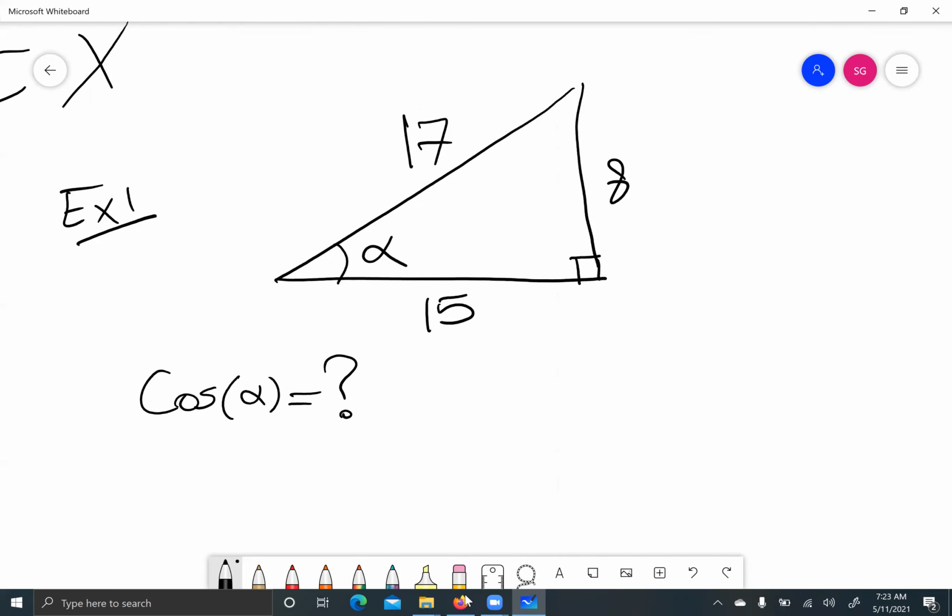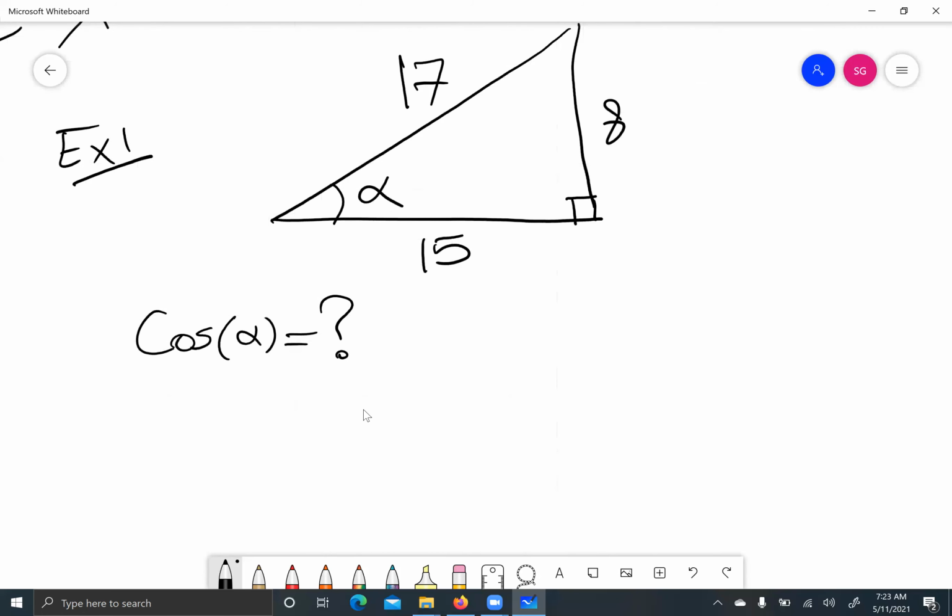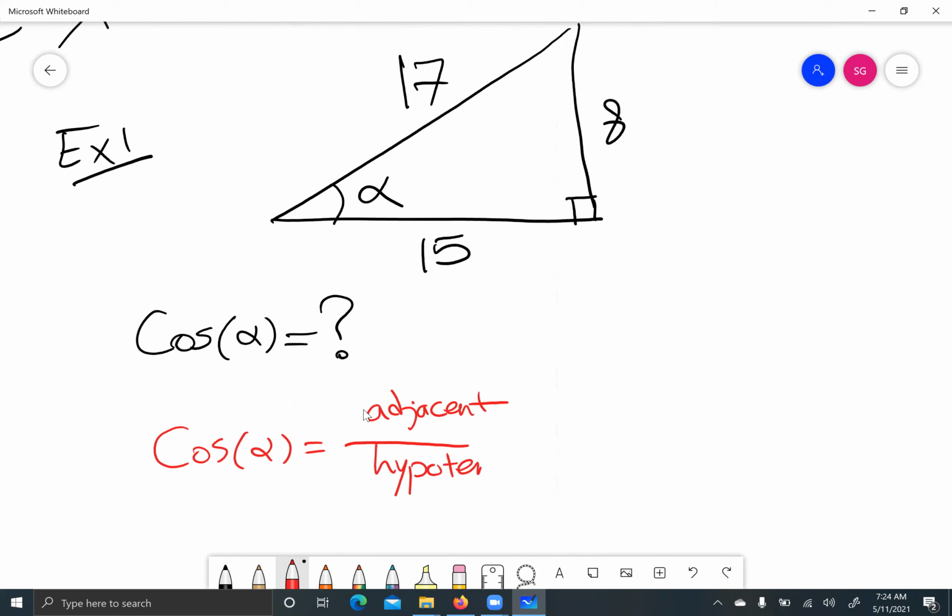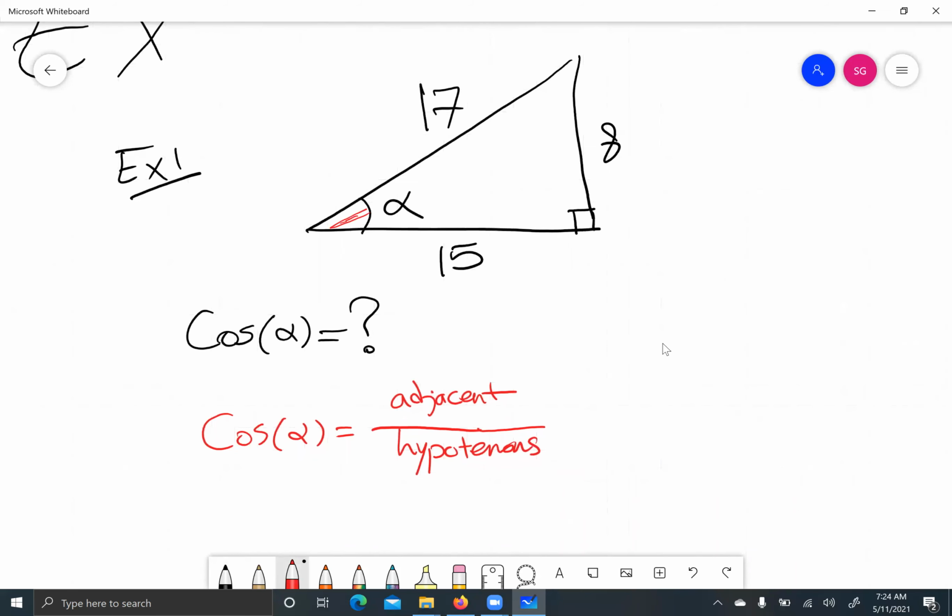Recall that we can find cosine by taking the ratio of adjacent by hypotenuse. In this case, for alpha, what is adjacent? This is the adjacent, and this is the hypotenuse. So adjacent is 15, hypotenuse is 17. That's it. So cosine of this angle is 15 over 17.